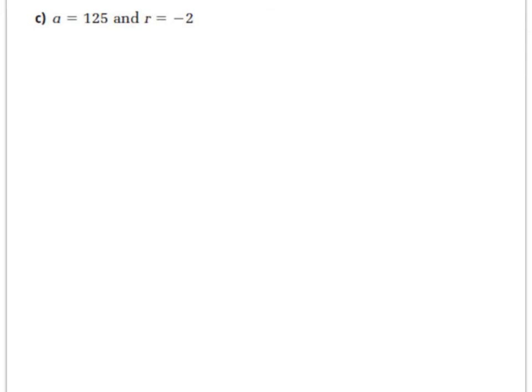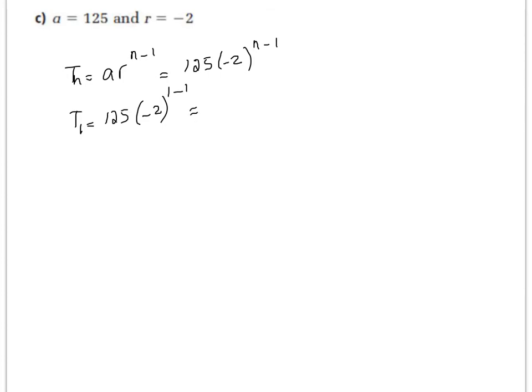The next example, the first term is 125 and our common ratio is minus 2. So the formula for the nth term by definition is a r exponent n minus 1. A is 125 times r, which is negative 2, exponent n minus 1. So the first term, t1, is 125 times negative 2 exponent 1 minus 1, which is 0. Negative 2 exponent 0 is 1, so we get 125.